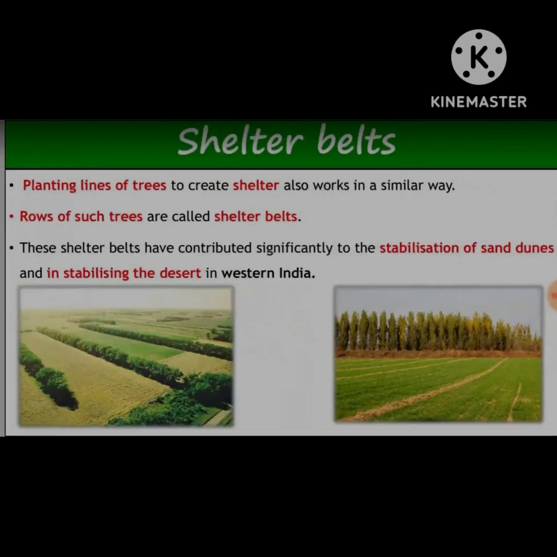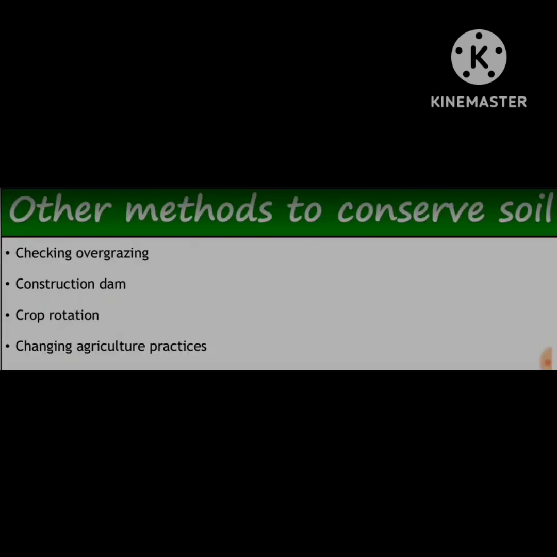In areas where wind erosion takes place, long and tall trees are grown in rows to break the force of such wind. These are known as shelter belts. Besides these, we also need to keep a check on overgrazing done by cattle, and construct dams in areas which frequently flood. Practicing crop rotation in farms, that is, in one season if we have cultivated wheat, then in another season we need to cultivate pulses or any other crop. And by changing agricultural practices to more sustainable practices.